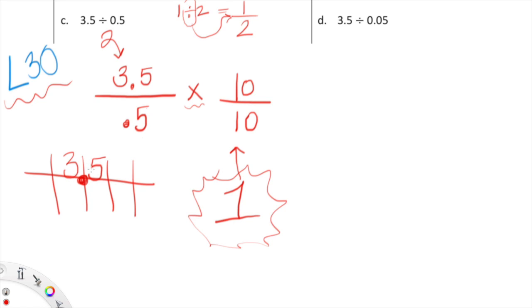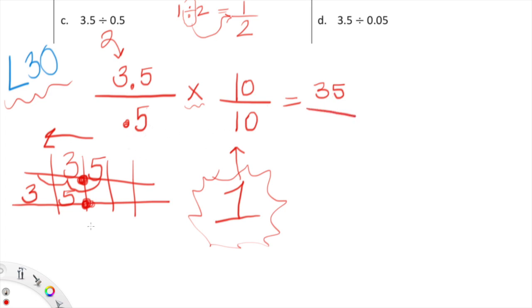Let's look at this, 3.5. When we multiply 3.5 by 10, we are moving to the left on the place value chart because we're multiplying, which means 3 is going to hop 1 space to the left, and 5 is going to hop 1 space to the left. So 3.5 times 10, and this is not shocking news, is 35.